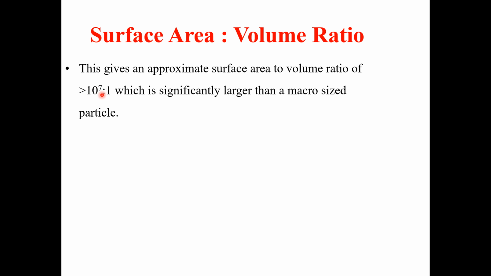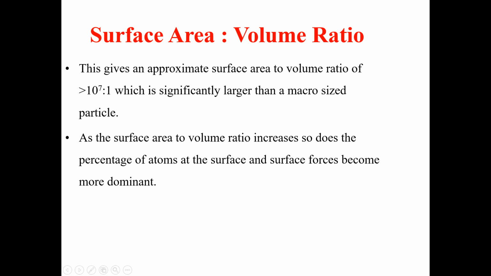If we have 10 raised to the power 7 atoms at the surface, in comparison we will have 1 atom in the volume, which is significantly larger than for a micro-sized particle. This is why we say that at the nanoscale we have an enormous number of atoms at the surface compared to the volume. As the surface area to volume ratio increases, so does the percentage of atoms at the surface, and the surface forces become more dominant. With the reduction of size, the surface area increases, and along with that, the forces operating at the surface also become dominant.